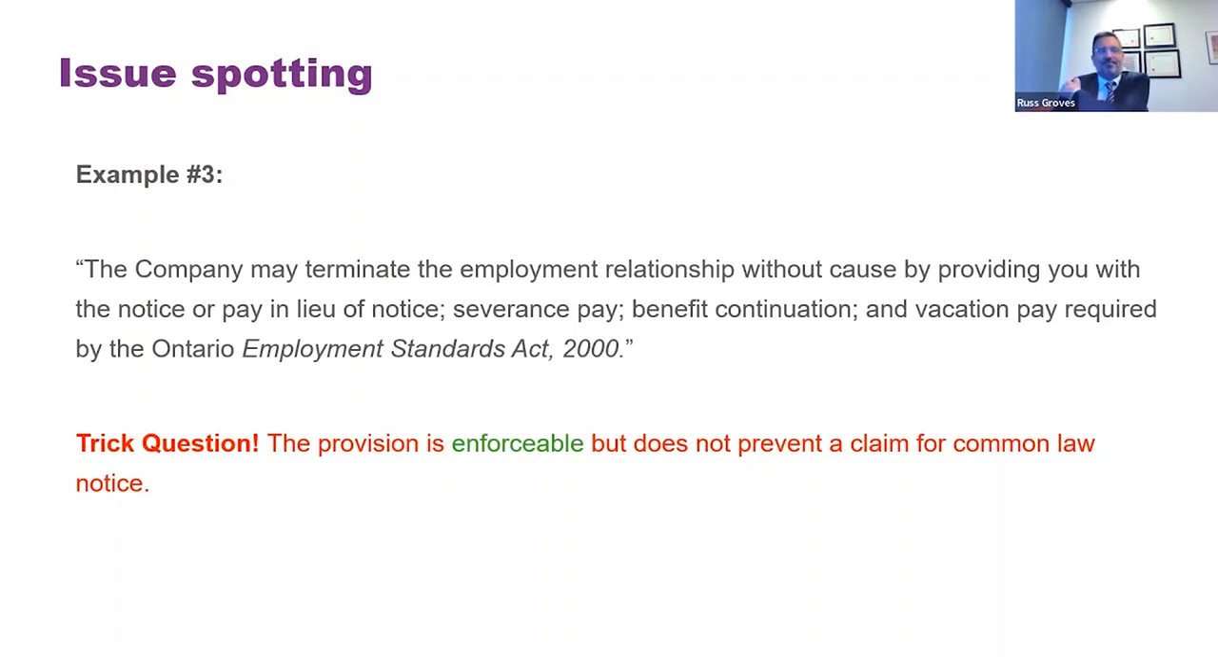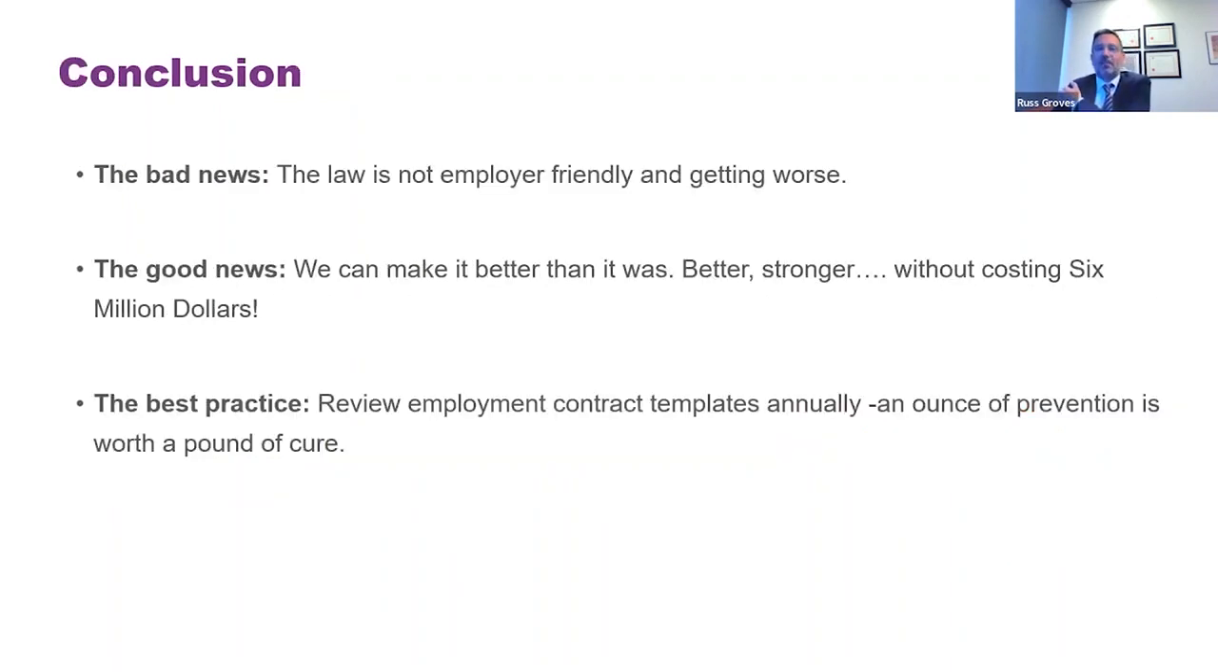Okay, next slide. So the bad news: the law is not employer friendly in this area at all, and it's evolving in a direction that's expanding and getting worse. The good news is, and this is a little cheeky joke from the Six Million Dollar Man, a TV show from the 70s that probably no one remembers, we can fix it. We can build it better, stronger, and it doesn't need to cost $6 million. It's actually very easy to fix these clauses. We have precedents and templates, and we can usually spot the issues in these clauses within 30 seconds of reading them or sooner. So it's quite easy to fix.